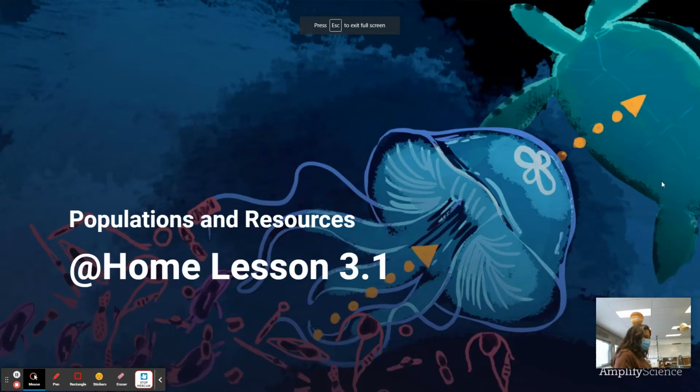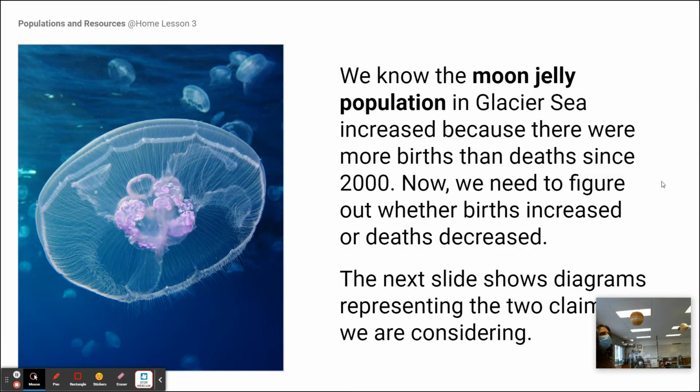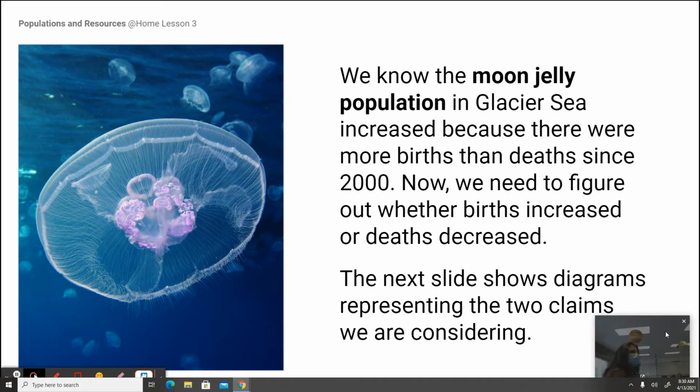All right, so lesson 3.1 is the first lesson of chapter 2. So we're moving on. We now know that the moon jelly population in Glacier Sea has increased because there were more births than deaths since 2000. Now we have to figure out whether it was the births that increased, do we have lots of little baby jellies, or have the deaths of jellies gone down for whatever reason. The next slide shows diagrams representing the two claims we are considering.